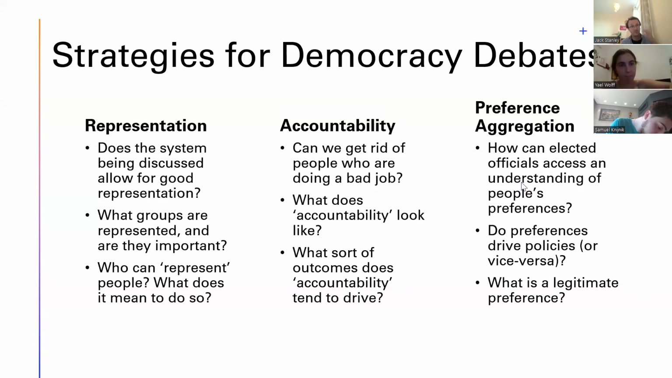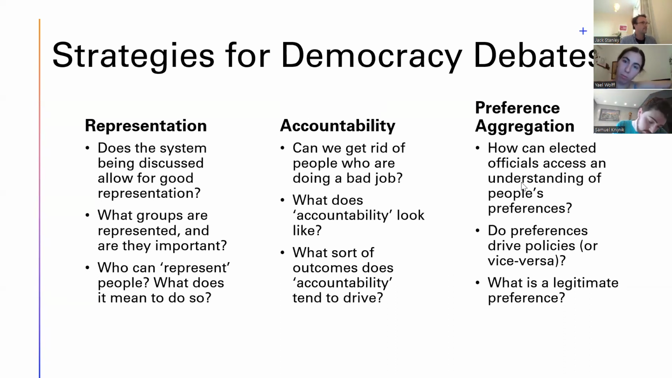So I've talked a bit about preference aggregation already, but there are basically three things or three clashes that almost always come up in any debate about democracies, in particular ones about voting and process reforms, but also about the more theoretical questions about democracies. One is about how do you best represent people? Two is about how can you hold the people you elect accountable? And three is about how do you best aggregate people's preferences and who has the best ability to do that. I'll touch on the first two quickly because I think they're a bit more intuitive.